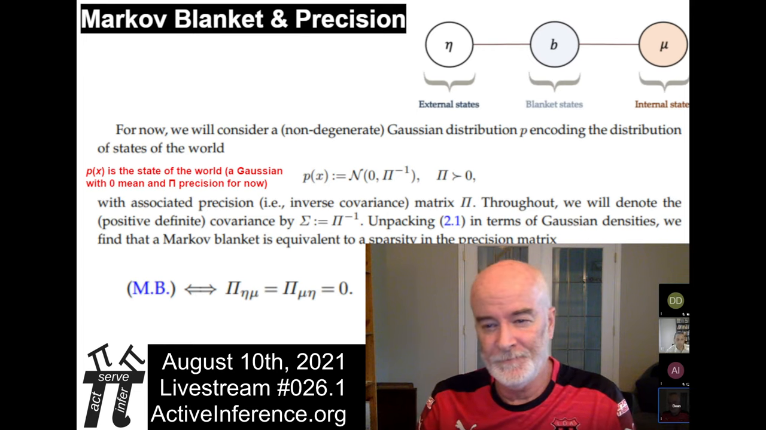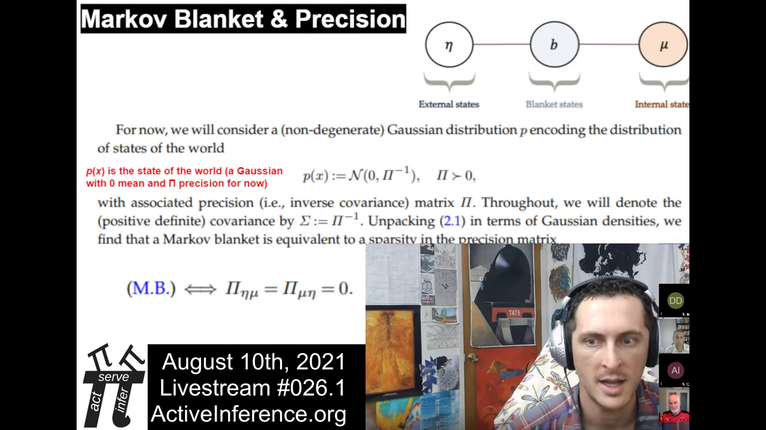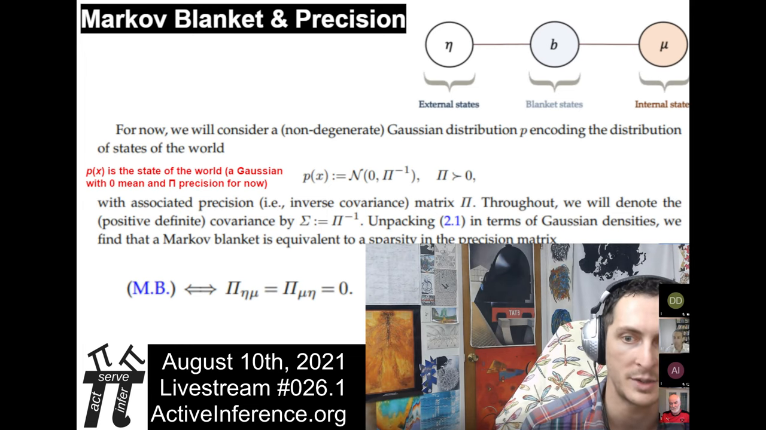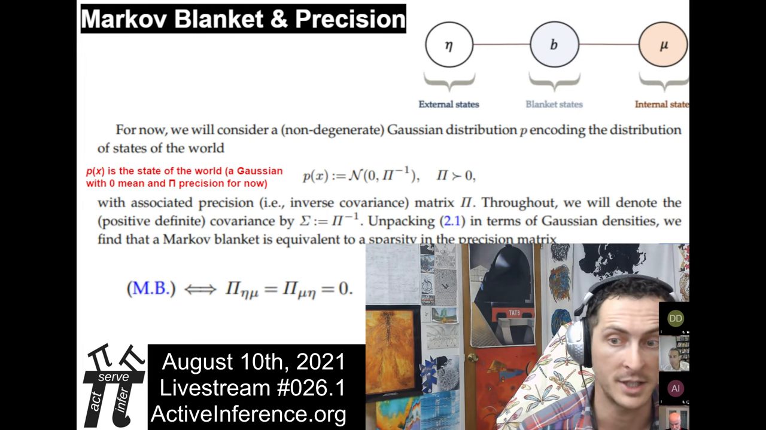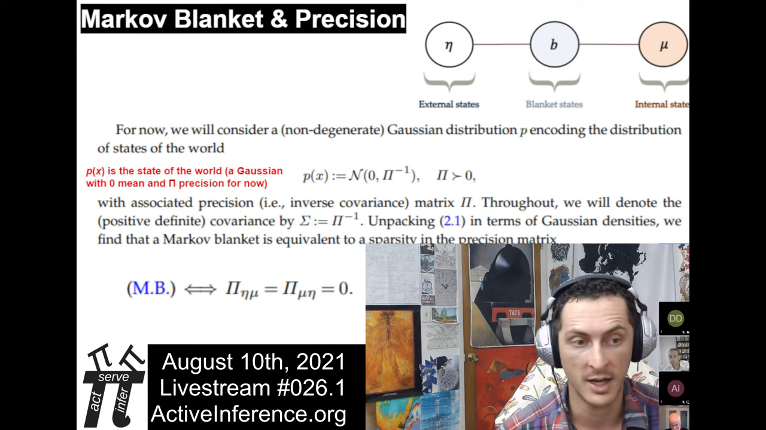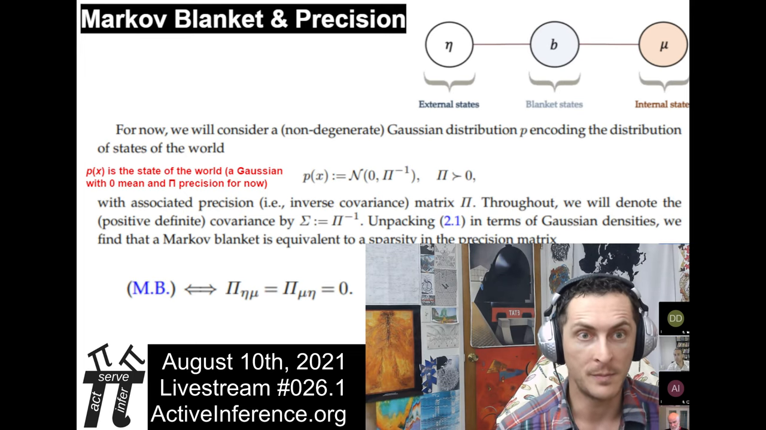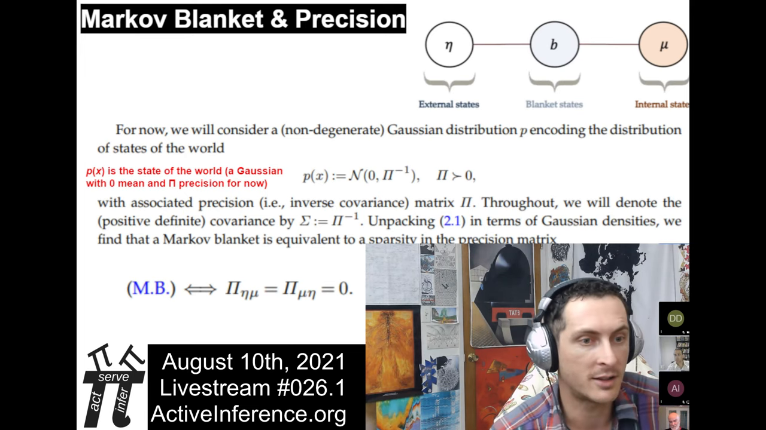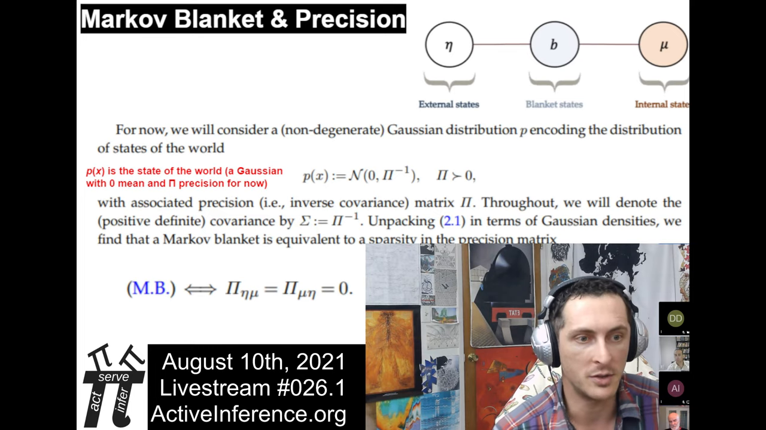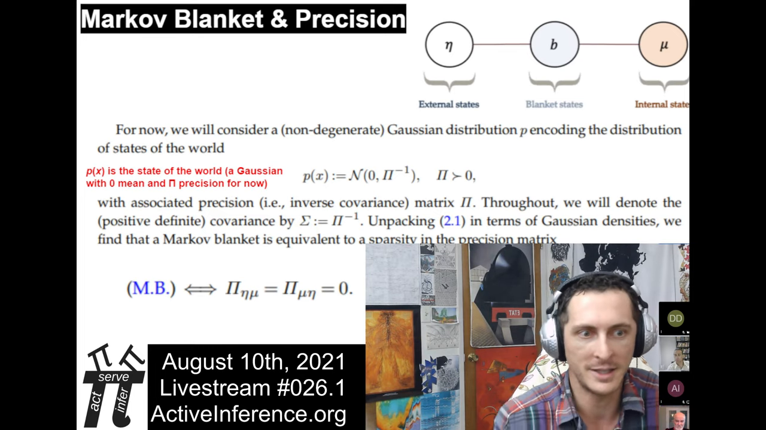Thanks, Dean. Agreed. Good thing to think about. And also Dave wrote in the chat, we seem to be convinced that some kinds of partitioning simplify analysis. Great point. So internal, external, blanket is not the only partitioning of how you can partition nodes in a Bayesian network.